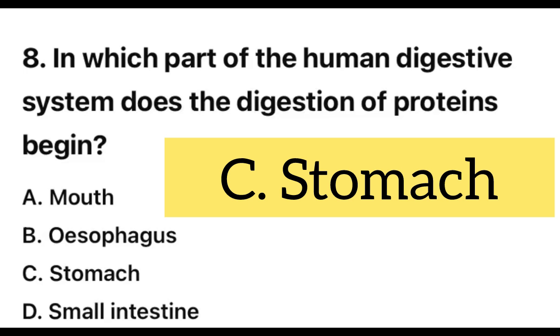It is only carbohydrates that begin digestion in the mouth. The esophagus is just a pathway. So the correct answer there is option C, the stomach. Digestion of proteins starts in the stomach and not the mouth.